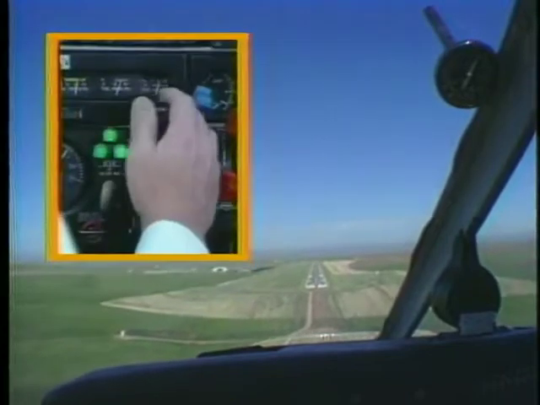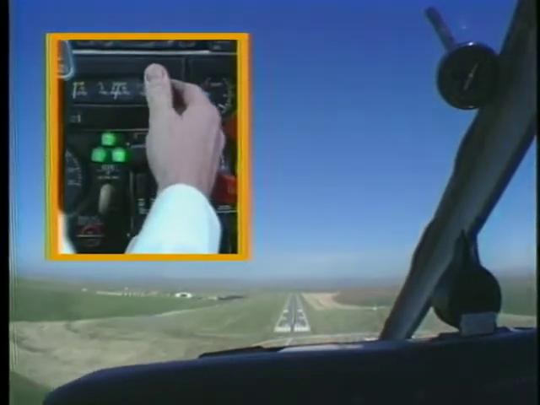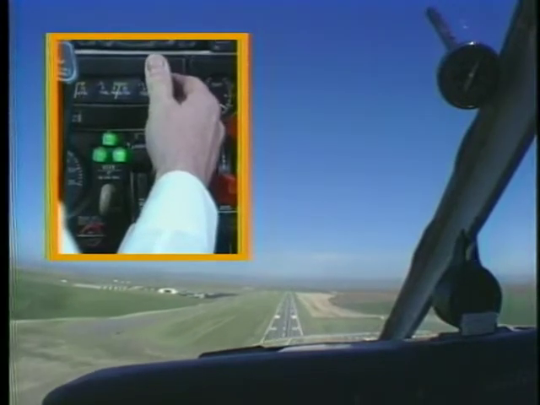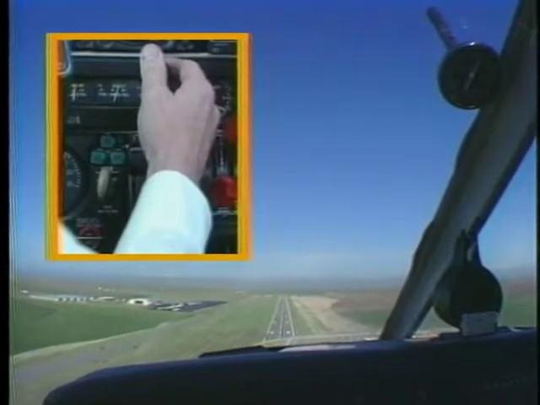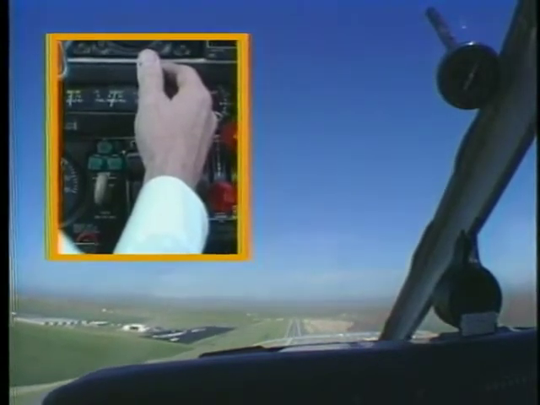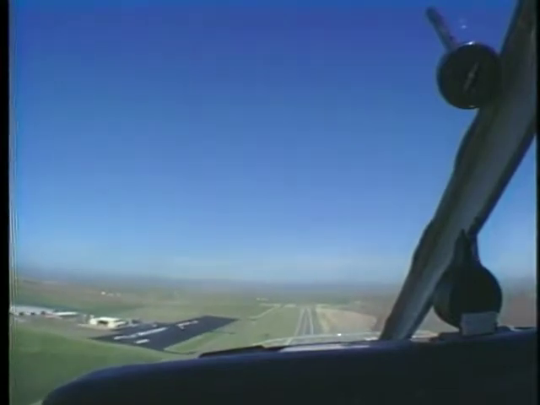Carefully add full power on the operating engine and smoothly raise the nose to establish a shallow climb. Reduce drag by raising the flaps and landing gear and accelerate to VYSE. Once again, follow the specific procedures outlined in your pilot's operating handbook.